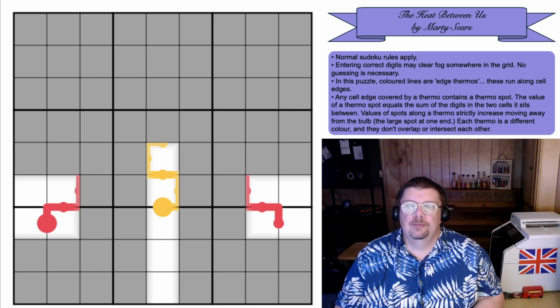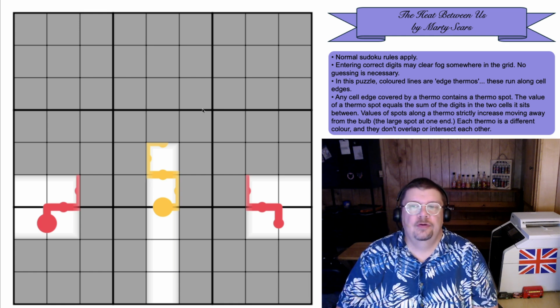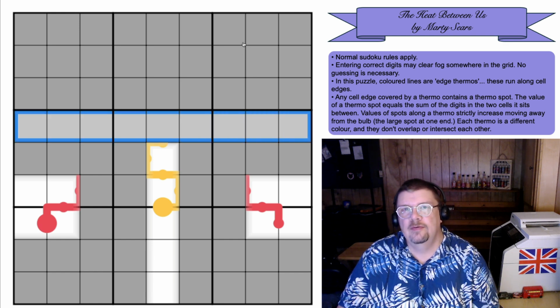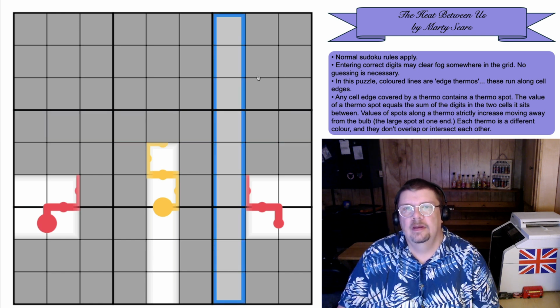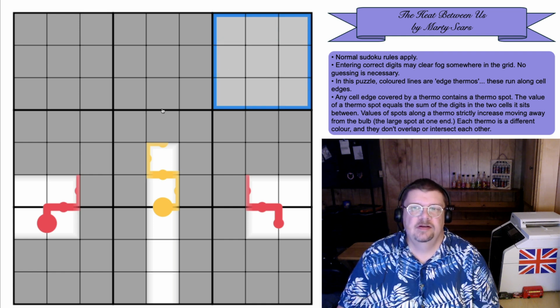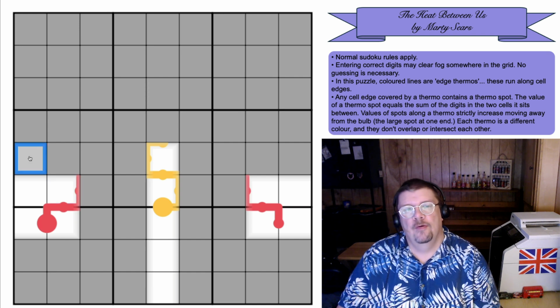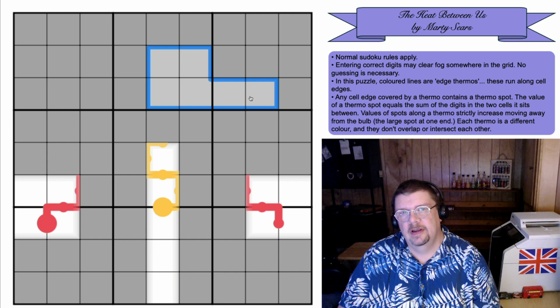Let's have a look at the rules. Normal Sudoku rules apply, so we are going to place the digits 1 to 9 in every row, every column, and 3 by 3 box once each. Entering correct digits may clear fog somewhere in the grid. So if I determine this digit here, it may do nothing, or it may clear fog around it, or it may clear fog somewhere else completely.